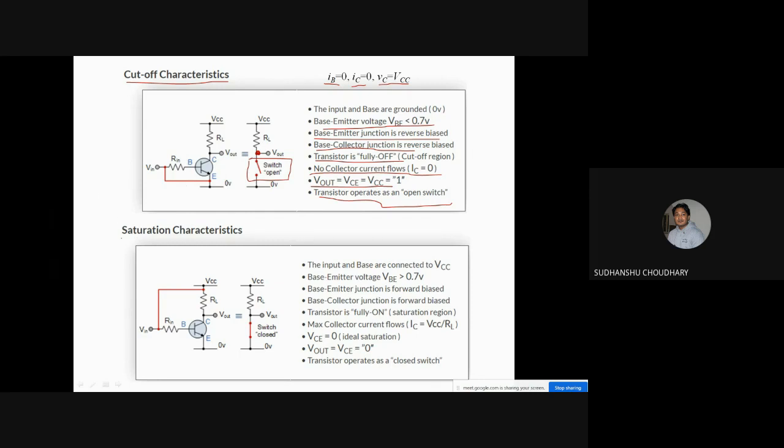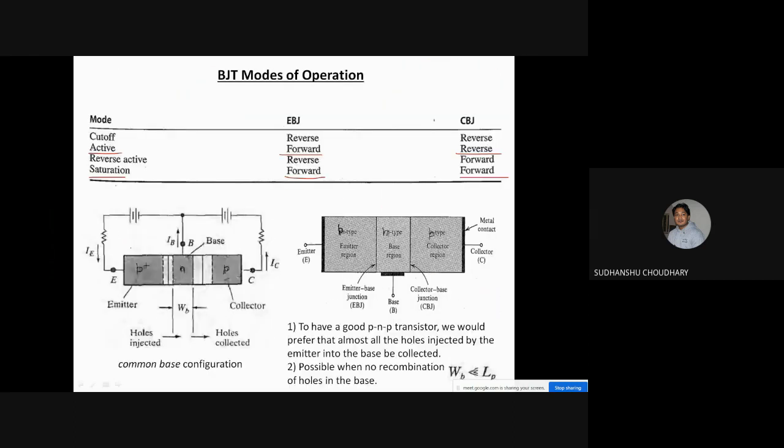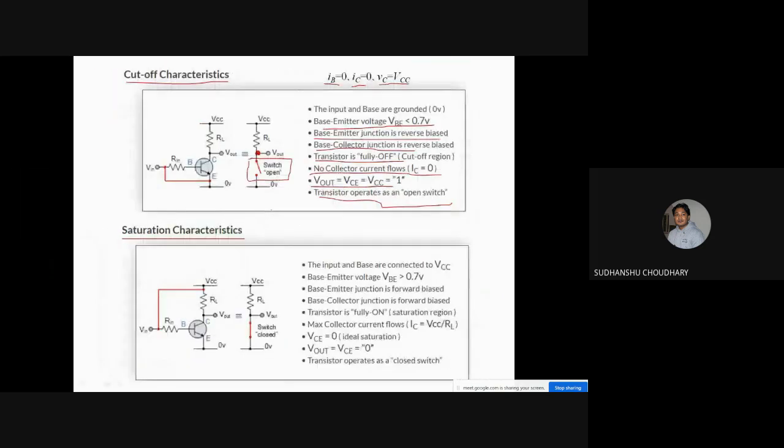Now let us look at the saturation characteristics, that is when the transistor is saturated. Okay. So in saturation, both the junctions have to be forward biased. So here also the same condition has to be met: both the junctions have to be forward biased. In fact, the base is now connected to VCC.